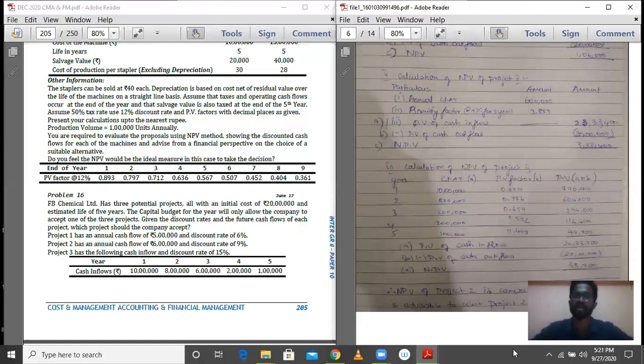So in respect of years, record what is the number of years? 5 years. So here 1, 2, 3, 4, 5. In respect of year column, record 1, 2, 3, 4, 5.